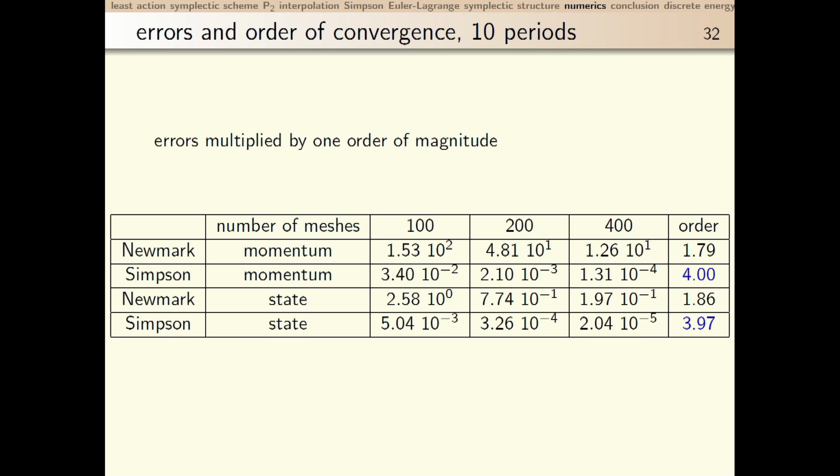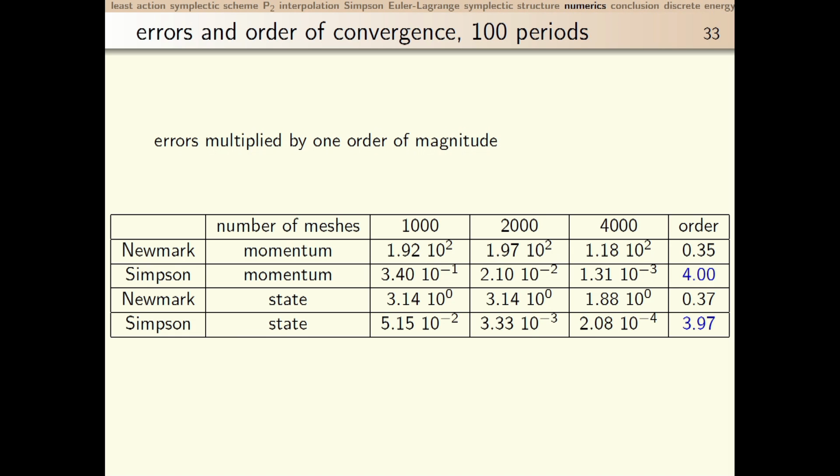And if you look at the errors, it is second order for Newmark. It is not so much second order for Newmark. You begin to see a lot of errors that are not so small, but for Simpson it is still very reasonable. And after 10 periods, we are looking at 100 periods.